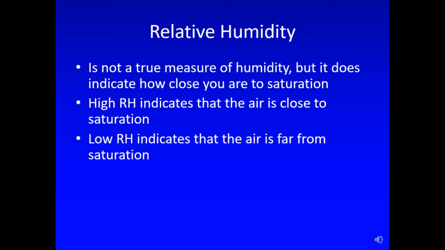In atmospheric sciences, we typically don't like to talk about relative humidity because it's not a true measure of the amount of water vapor that is available, because it really just defines how close you are to saturation. A high relative humidity indicates that you're close to saturation, while a low relative humidity indicates that the air is far from saturation.